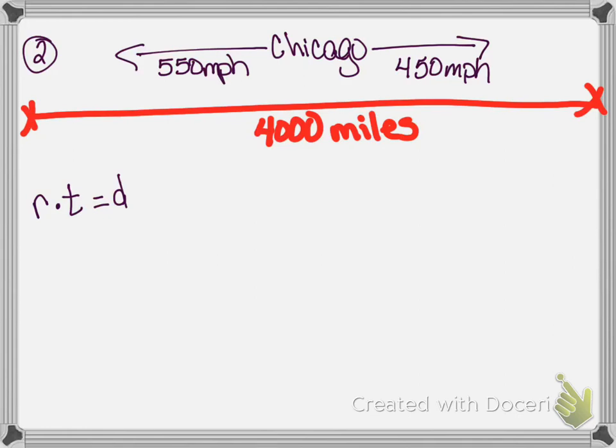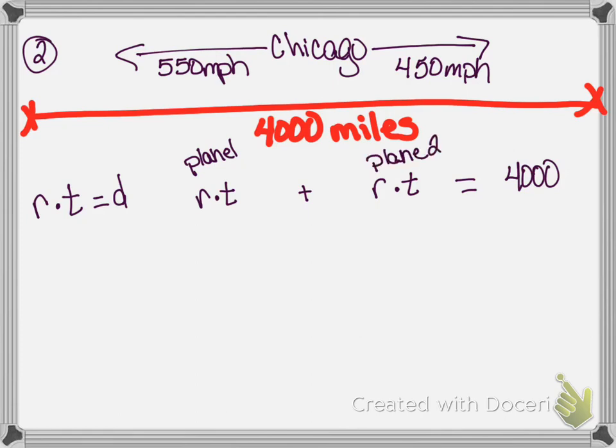And we are going to add the rate times the time of our first plane plus the rate times the time of our second plane, and that is going to equal 4,000 miles. So this is plane 1, and this is plane 2.